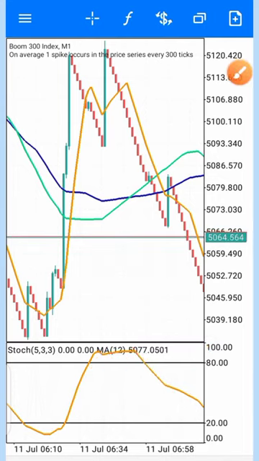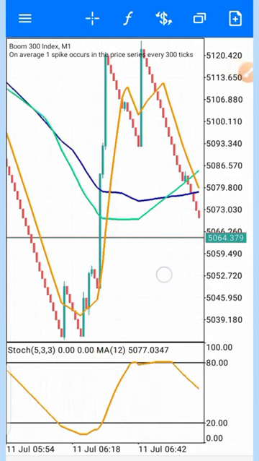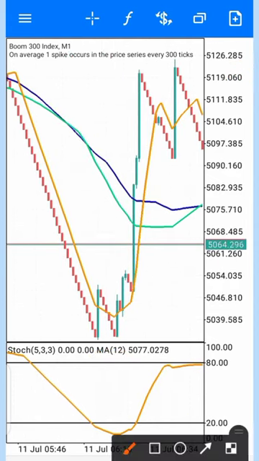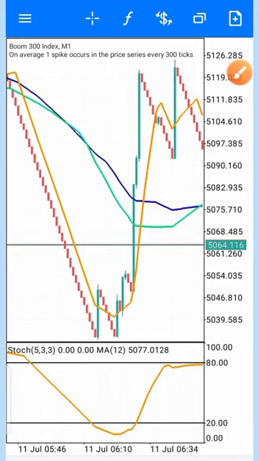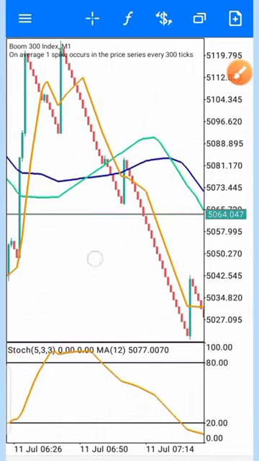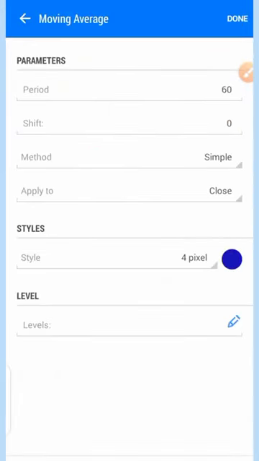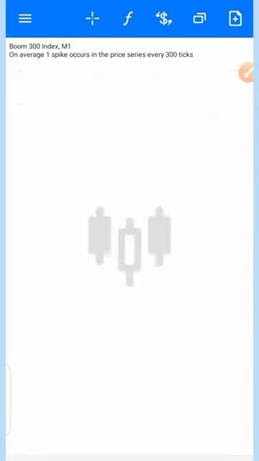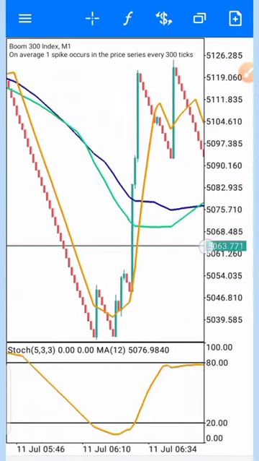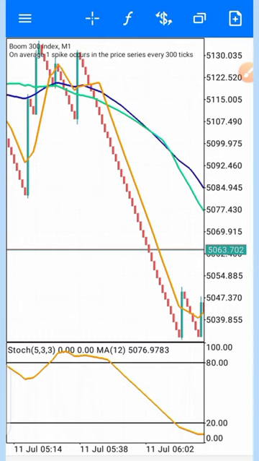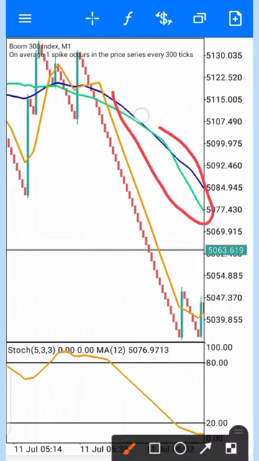So how do you use all these indicators to catch spikes in the market? You see these two moving averages, they are moving average 50 and I think it's 50 and 60. Yes, it's 50 and 60. You understand? Those moving averages also work as trend, determining the market structure.